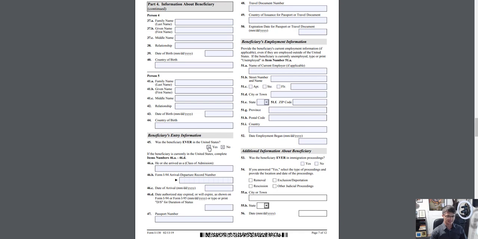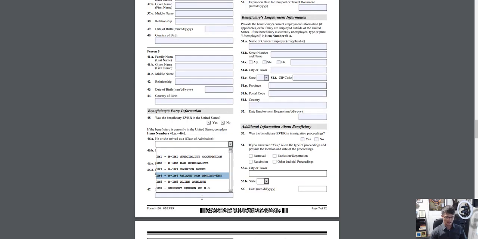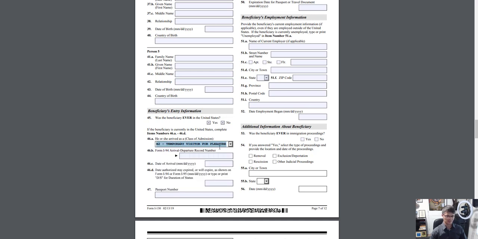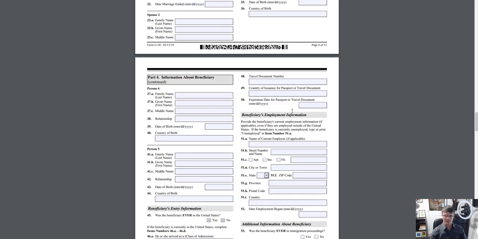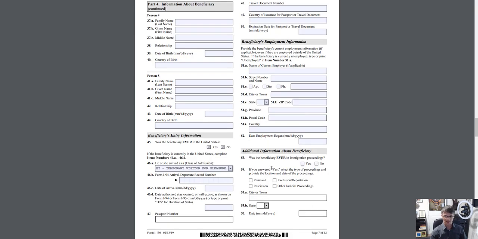Or if yes, then definitely put the class of admission, which you can select here below. Let's say, for example, a tourist visa would be B1, B2, like for example this one right here, B2, temporary visitor for pleasure, right? That's a tourist visa. And then the I-94 number, which we already talked about what I-94 is, and passport number. And then after we're done with the travel, we go to the employment information, where they work, the address, all of that sort of stuff.